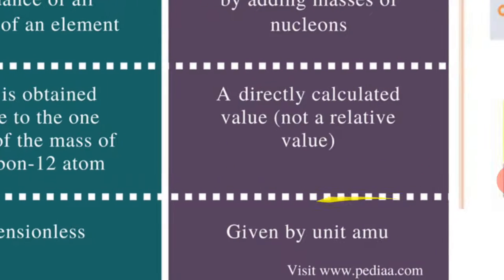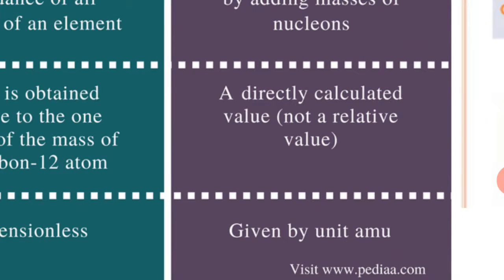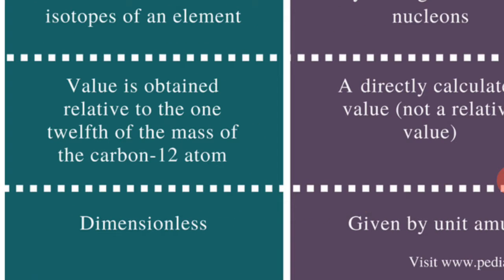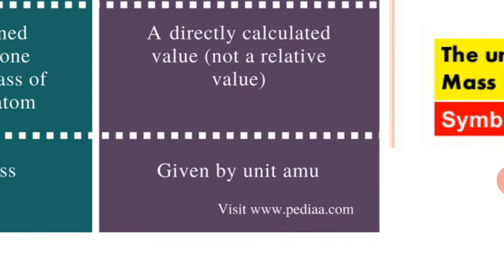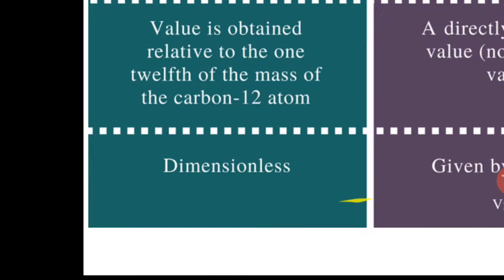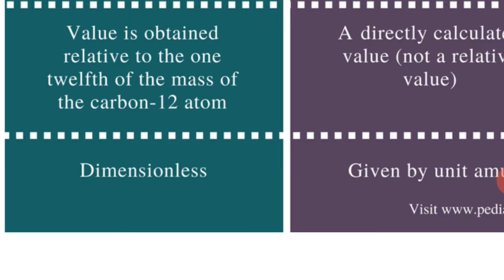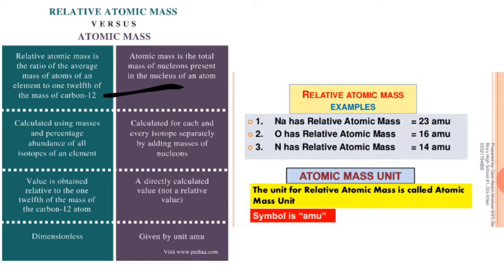Next, atomic mass is a directly calculated value, not a relative value. Obviously it is individual, it is separate, so why will we relate it? Obviously we are going to relate it to the carbon-12 atom. The unit of atomic mass is the atomic mass unit (AMU), while relative atomic mass has no unit. It is a relativity, a connection, a comparison of a ratio, it's a percentage.